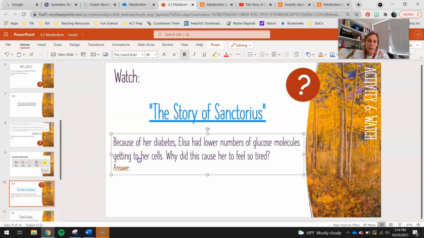All right, so after you watch that video, you need to answer this question on slide 10. Because of her diabetes, Elisa has lower numbers of glucose molecules getting to her cells. Why did this cause her to feel so tired?